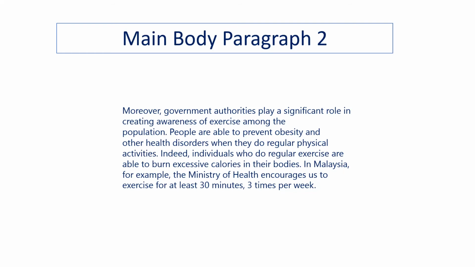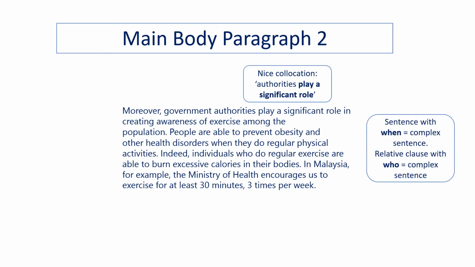Nice punctuation here. He knows how to use the commas, and he also uses a nice collocation at the beginning. He says authorities play a significant role. To play a role means to have a job or to play a part. Complex sentences, he uses one with when and also with who. So people are able to prevent obesity when they do exercise. Individuals who do regular exercise are able to burn excessive calories.